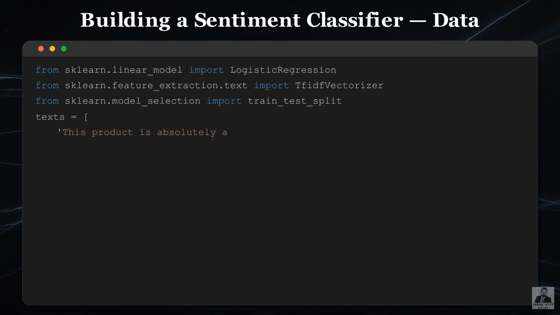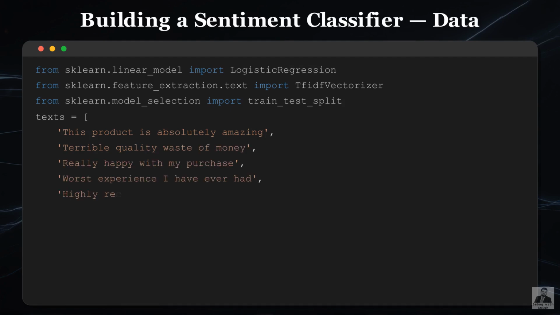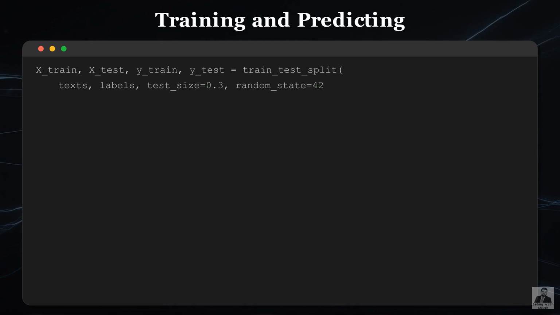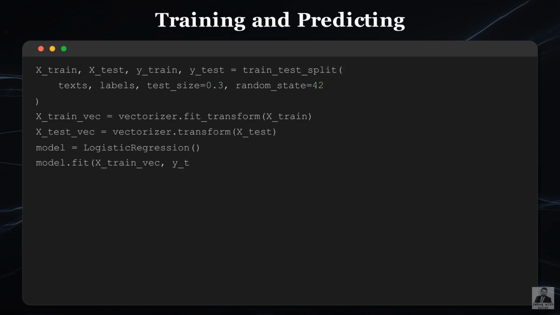Each text is a short product review, and each label marks it as positive with a 1 or negative with a 0. In a real project, you would use thousands of labeled reviews. The imports are TF-IDF vectorizer for feature extraction, logistic regression for the model, and train test split to hold out evaluation data. The training pipeline is nearly identical to Naive Bayes. We split the data, fit the TF-IDF vectorizer on training data only, transform both sets, then fit the logistic regression model. We use bigrams by setting n-gram range to 1, 2 to capture phrases like "waste of" and "very disappointed."